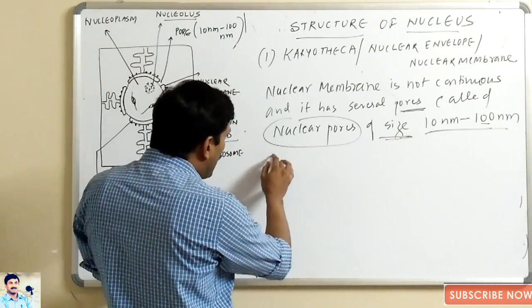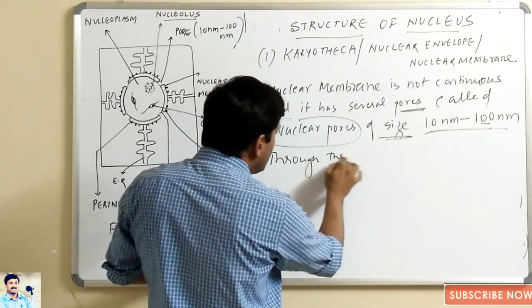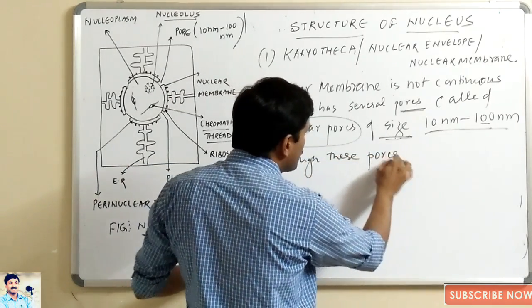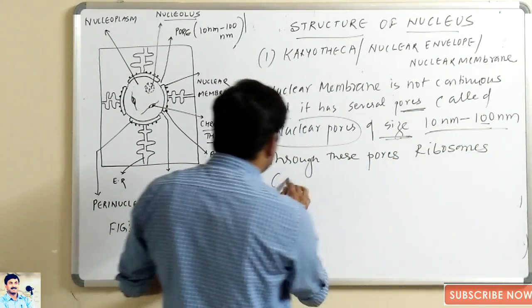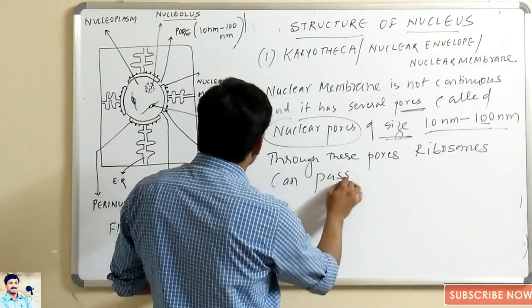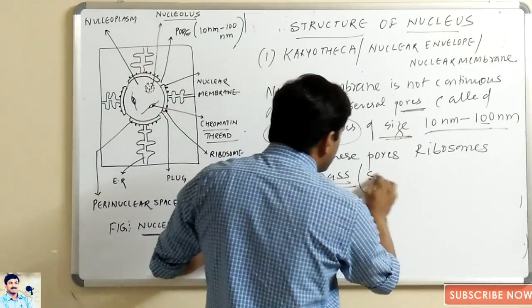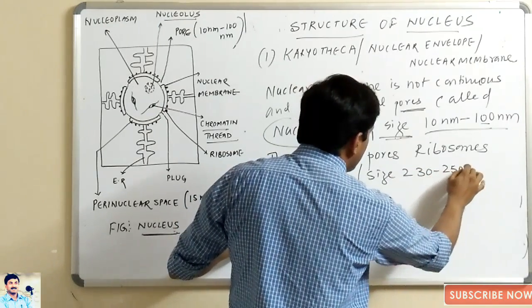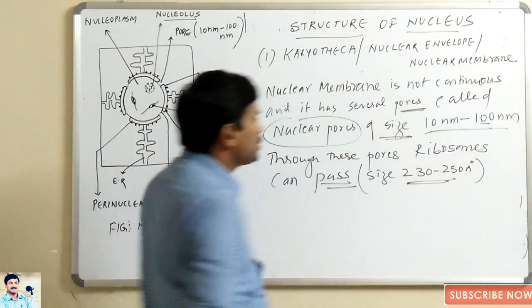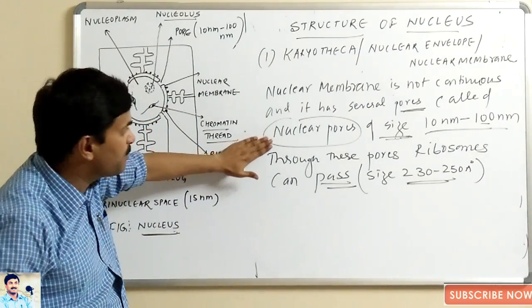Now through these pores, ribosomes can pass. Through these pores, what can pass? Ribosomes can pass, having the size of 230 to 250 angstrom. Ribosomes are having the size of 230 to 250 angstrom, which can pass through these nuclear pores.